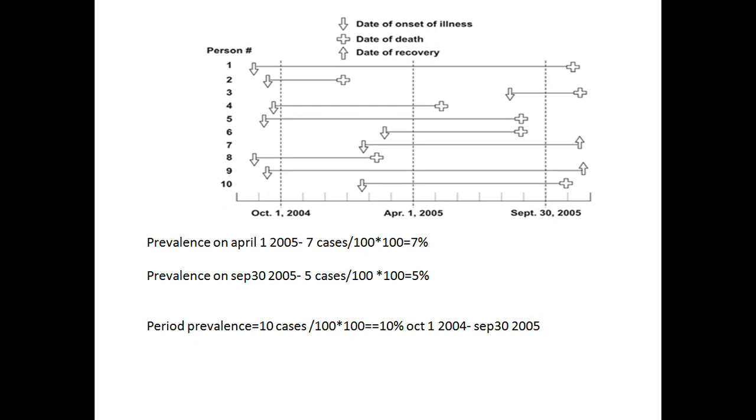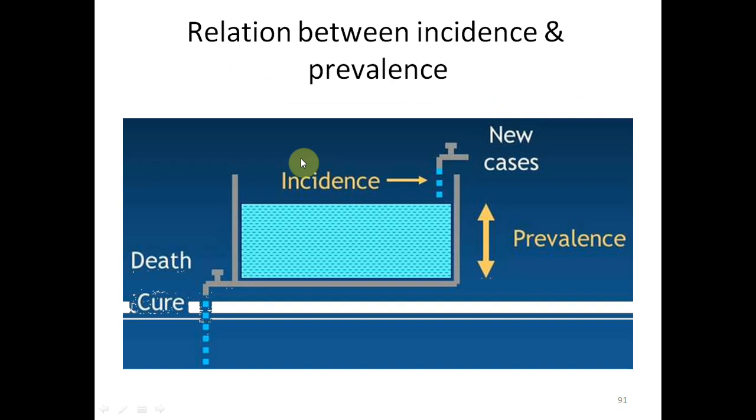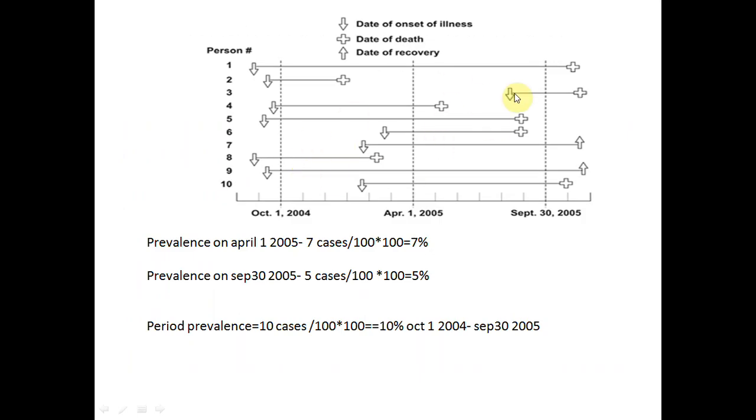In cumulative incidence also the denominator is total population, but they will consider only new cases. Suppose you take incidence from October 1 to September 30, you check the new cases, 1, 2, 3, and 4. Four new cases during this period. Then we have to calculate the person time, person year or person month or person week. So we can calculate in any way. That is different with incidence.